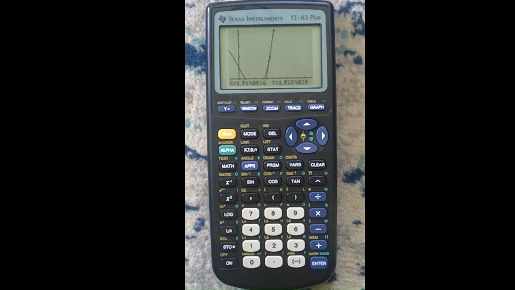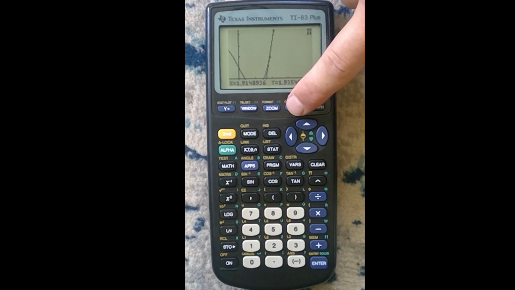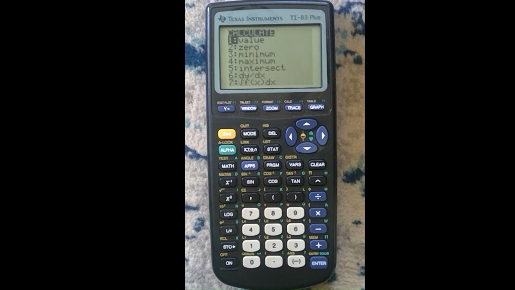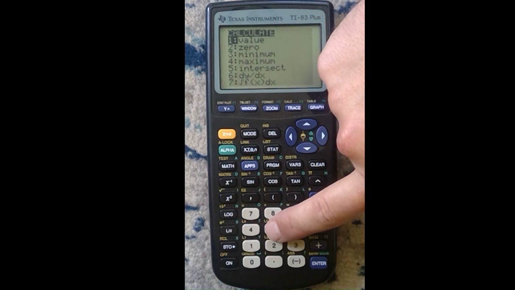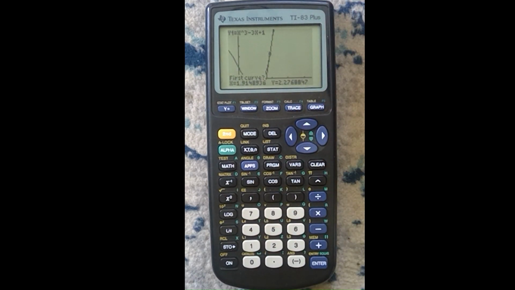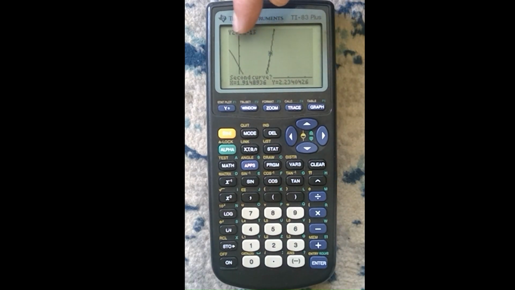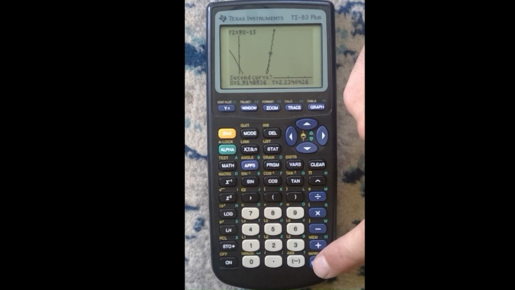Okay. An even better way to verify for sure that it intersects at that point is using the intersect function. So if you hit second and then the trace button, which is going to bring up the calc menu, you'll see this. We can scroll down to intersect, or you could just hit the number 5. Okay. And now what it's going to say is first curve, and see how it's highlighting the cubic function. We're going to hit enter, and then it'll say second curve, and then we see the linear function is displayed up there. So we'll hit enter.